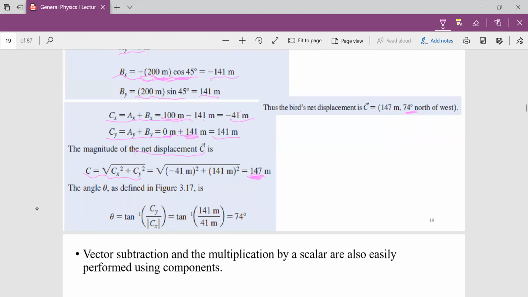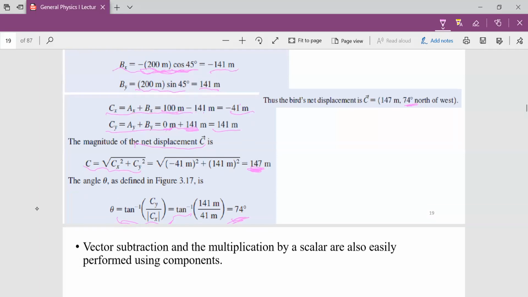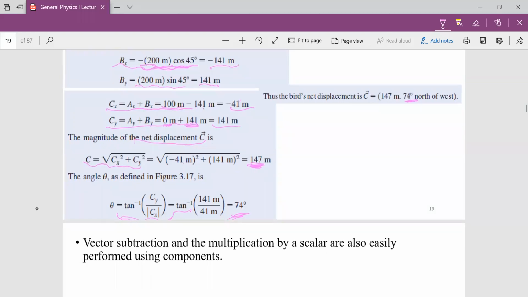Remember to look for the angle, we use tan inverse of |Cy| over |Cx|. Now we put this because when we're looking for the angle, we're not emphasizing direction, okay? We're only using the magnitude here, so that you do not use the minus sign, okay? This is the sign for magnitude, two straight lines. So we have 141 over 41, tan inverse to give you 74 degrees. So at 74 degrees inclination, it moved towards the northwest for 147 meters.